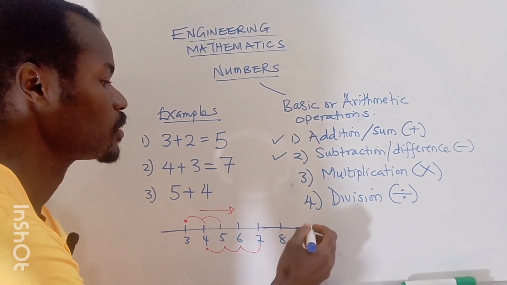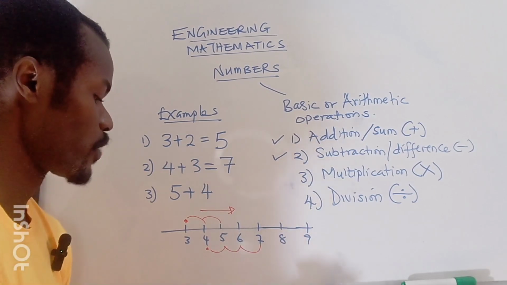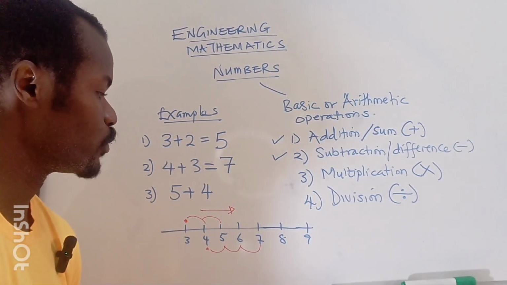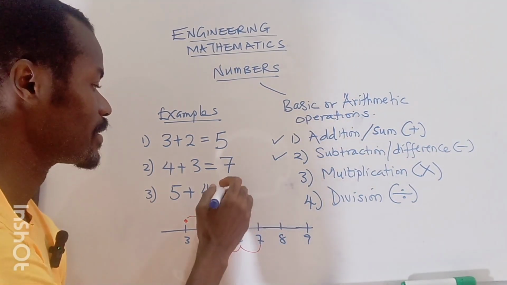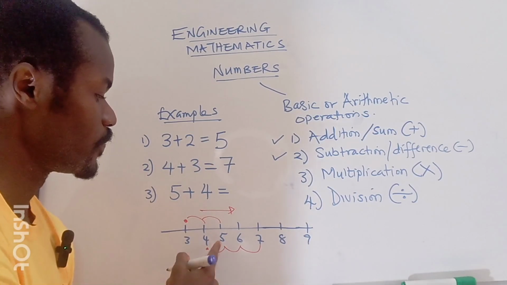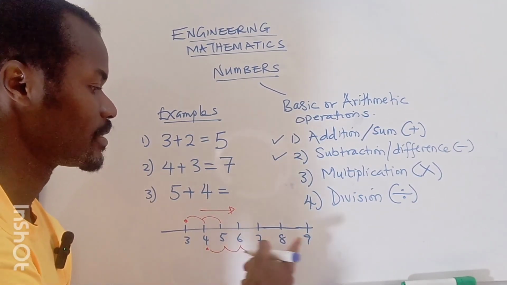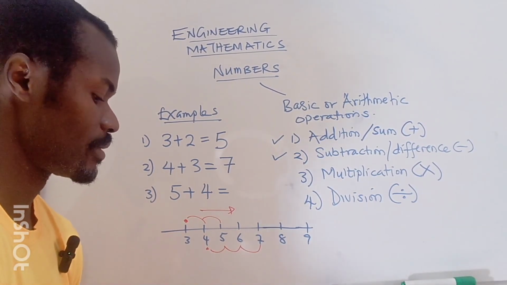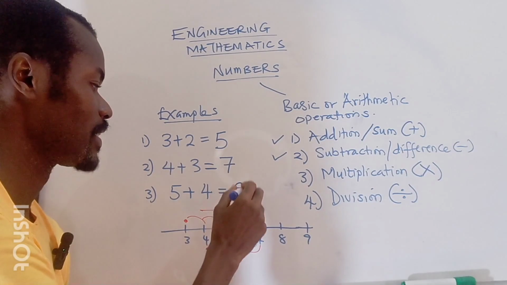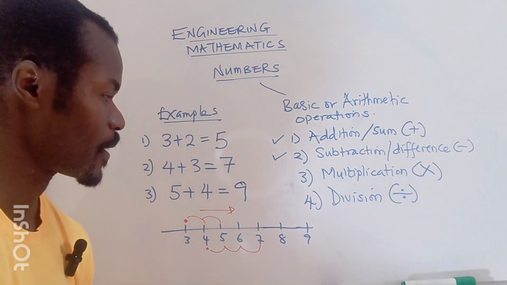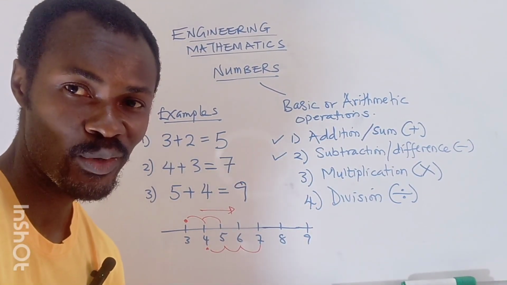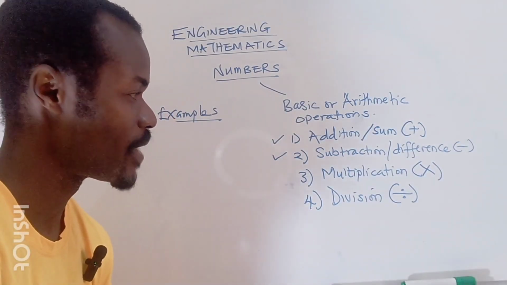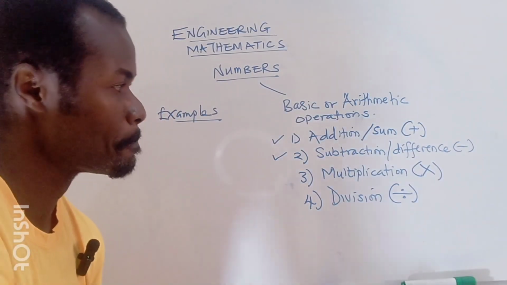Now what about the last one? For the last one, we are going to start from 5, and move towards our right. How many times? 4. So 5, 6, 7, 8, 9. So that is the movement. We have moved 4 times, so we stop at 9. Okay, that's the basic idea for addition.